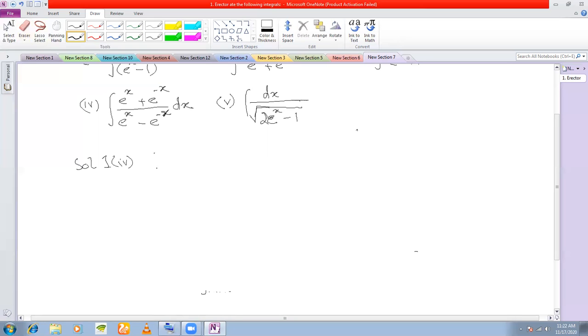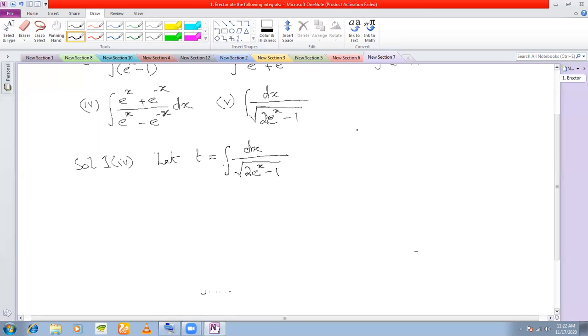The integral is dx by root of 2 e to the power of x minus 1. This is your given integration. Now, here we have an e to the power of x in the denominator, but the only problem is that this e to the power of x is under a radical. So if it is under a radical, then what should we do?